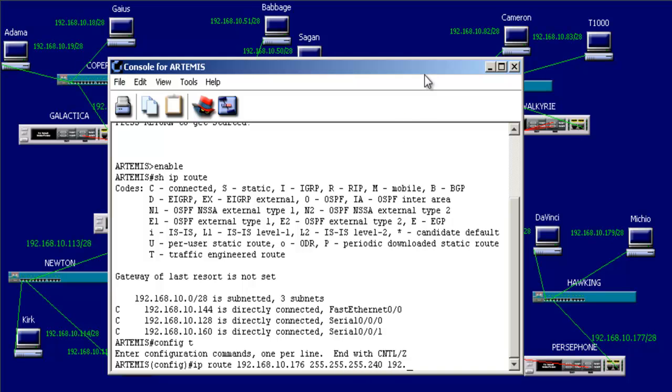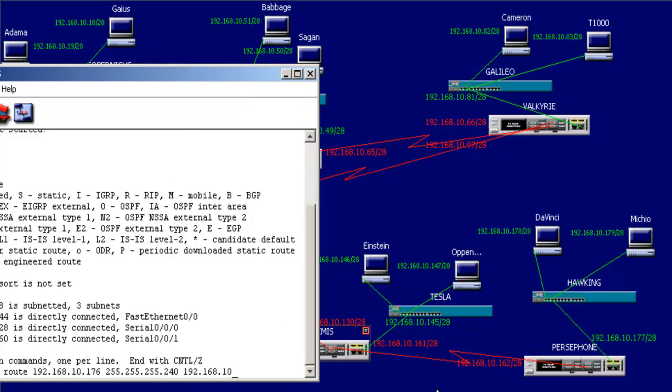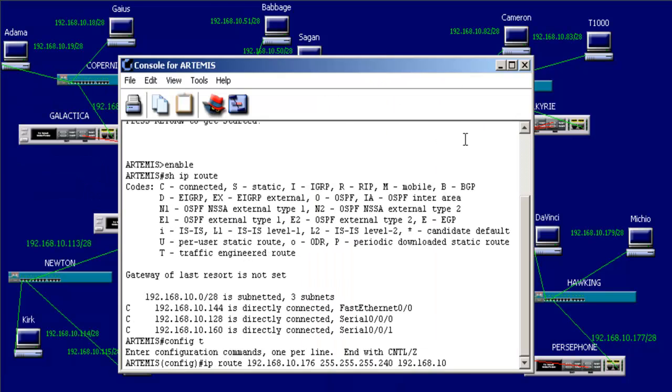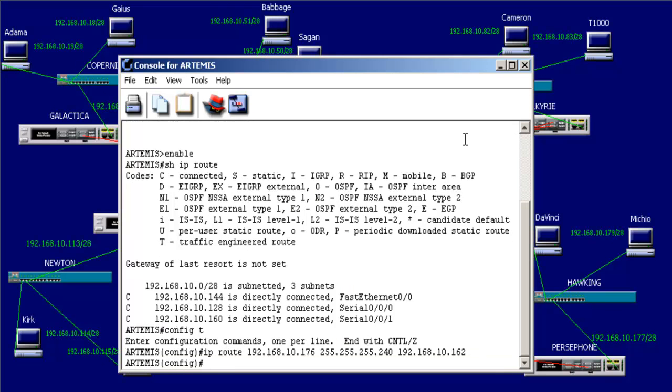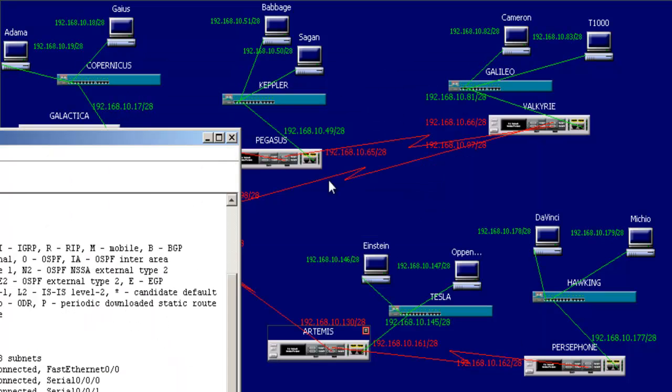Well, 192.168.10, and what's the IP address? Well, it's the closest router on the adjacency of that network connected to that router. So on the Persephone, it's going to be 192.168.10.162, because that was 161, right? So 162. And then everything else, that routes any traffic this way that the Artemis doesn't know about, that doesn't have a direct adjacency to. The rest of the traffic has to go in the opposite direction.